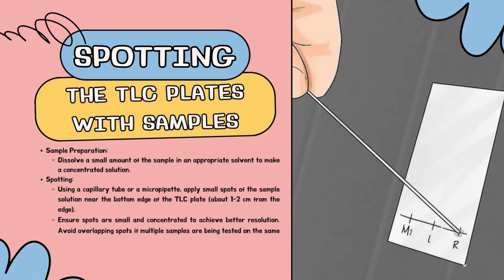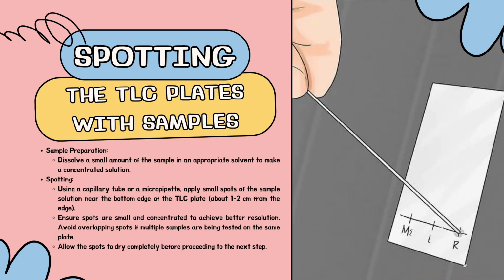Secondly, spotting the TLC plate with sample. To prepare a sample, you need to dissolve a small amount of the sample in a proper solvent to make a concentrated solution. For spotting, using a capillary tube or a micropipette, apply small spots of the sample solution near the bottom edge of the plate.